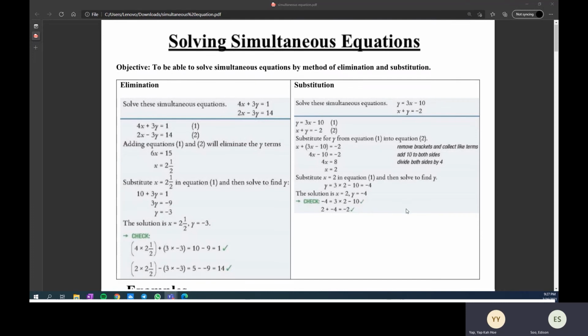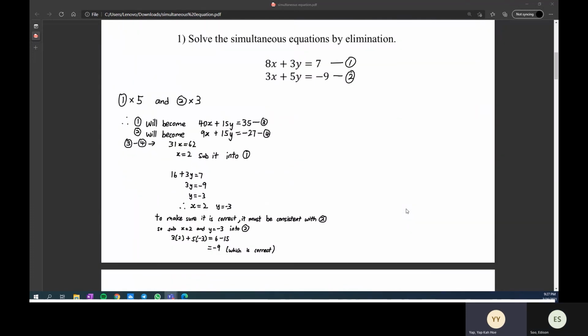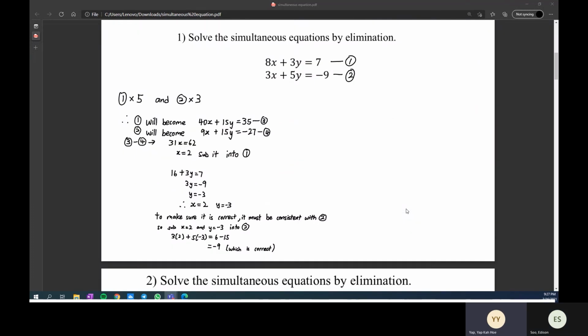Okay. For the first example, solve the simultaneous equations by elimination. The first equation is 8x plus 3y equals 7, and the second equation is 3x plus 5y equals -9. The first step is to take the first equation times 5 and the second equation times 3. The first equation becomes 40x plus 15y equals 35, which we denote as the third equation. The second equation becomes 9x plus 15y equals -27, which we denote as the fourth equation.